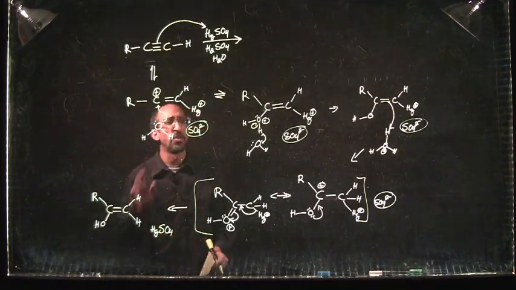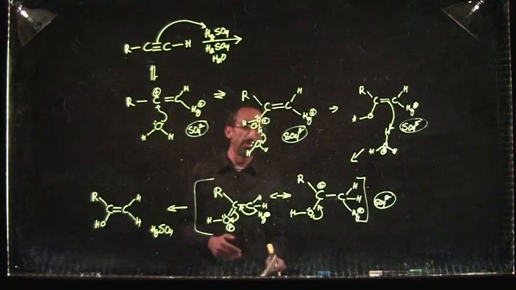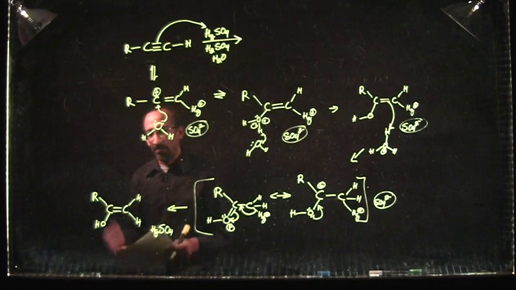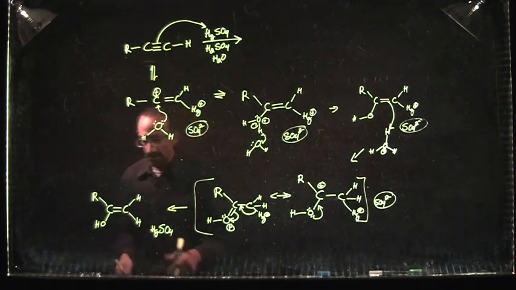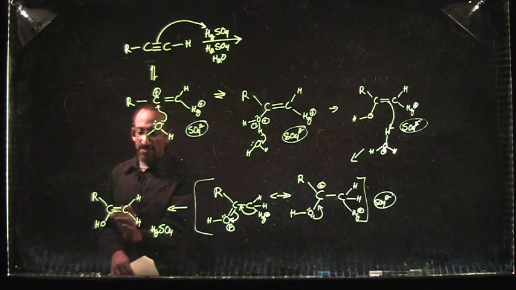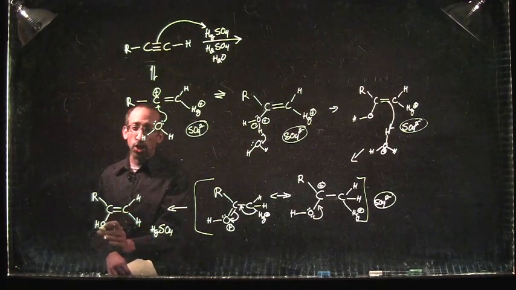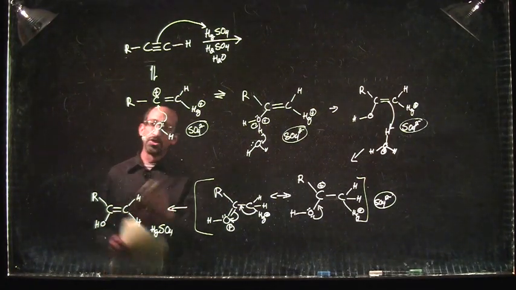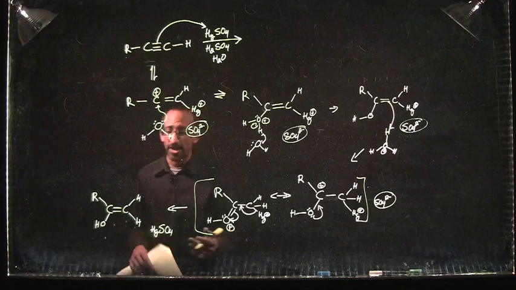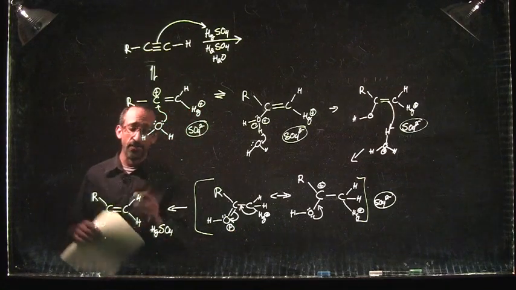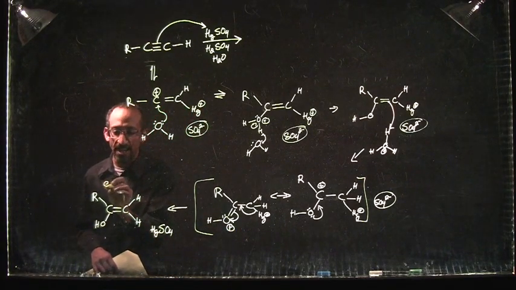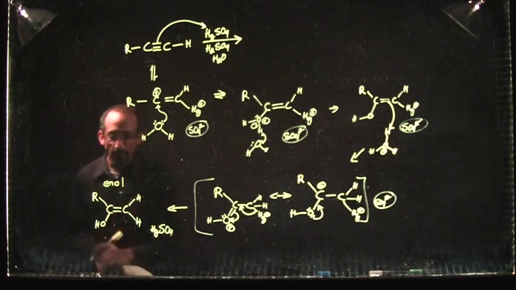Sulfuric acid is in there so that we always have a good constant source of proton, but even more so for what we're about to do next. If you see what we have here, we have an alkene with an alcohol directly off of it. And being the creative types that we are in organic chemistry, we have a very unconventional name for this. We call this an enol.